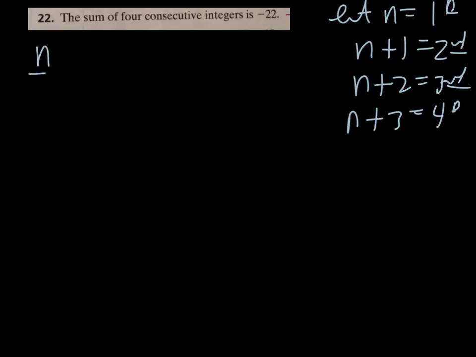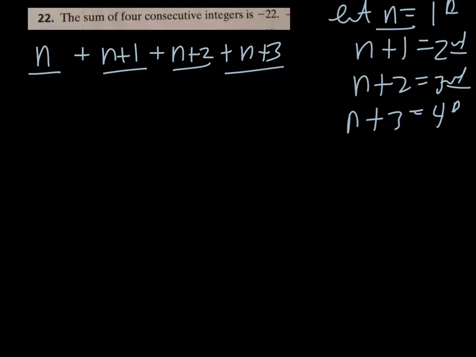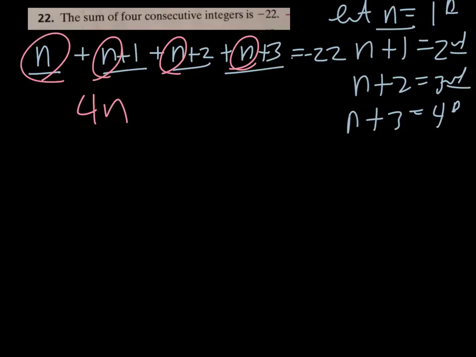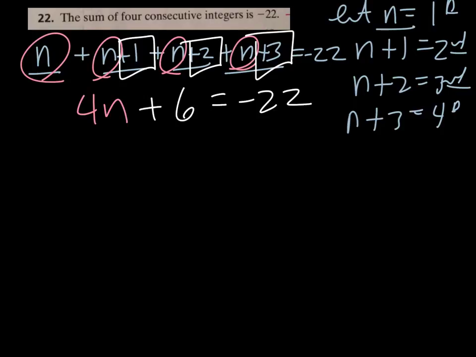Okay, so let's add them all up. My first number, n. My second number, n plus 1. My third number, n plus 2. My fourth number, n plus 3. Now, it seems funny that we're one behind the whole time, but you are. It equals negative 22. Combine like terms. 1, 2, 3, 4 n's, plus 1, plus 2, plus 3, which is 6, equals negative 22.